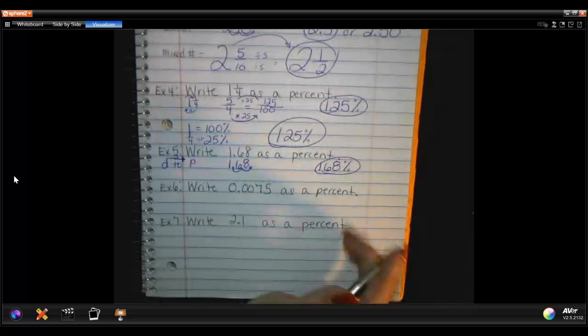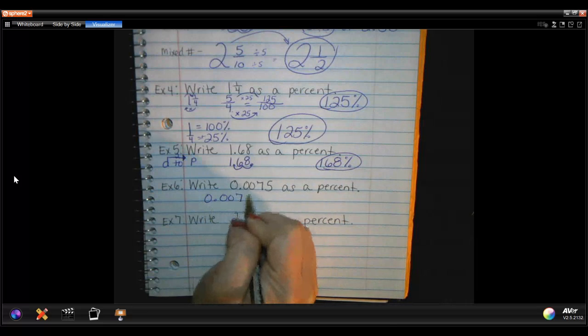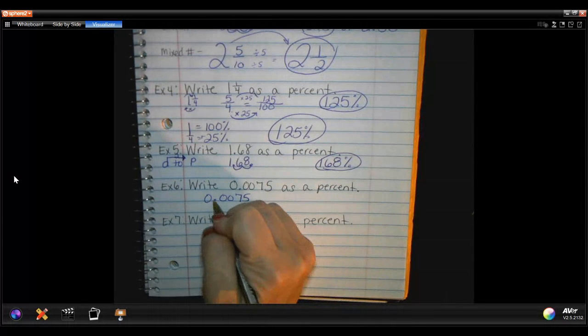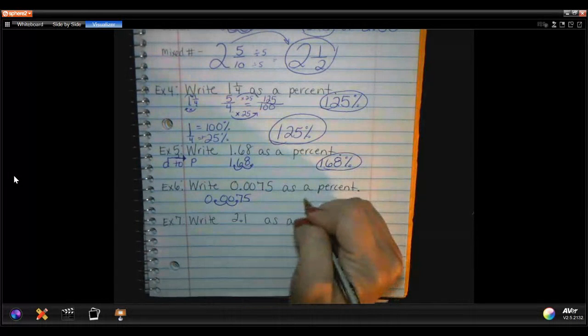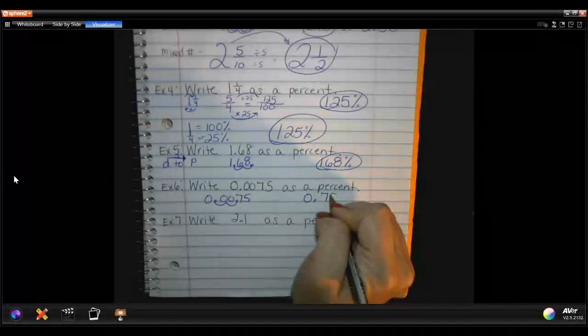Okay, same thing with the next one. Rewrite my number, 0.0075. I'm going to start where the decimal point is, and I'm going to move my decimal 2 places to the right. 1, 2. I rewrite my number, 0.75.